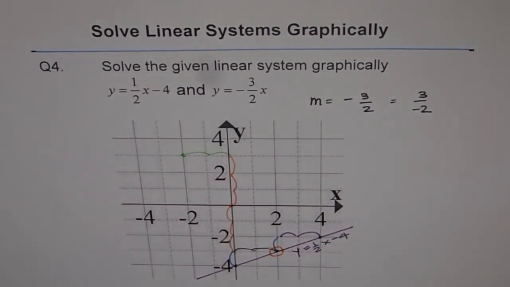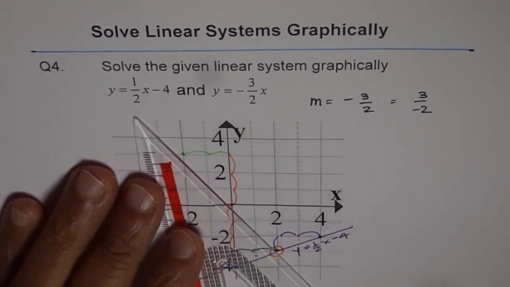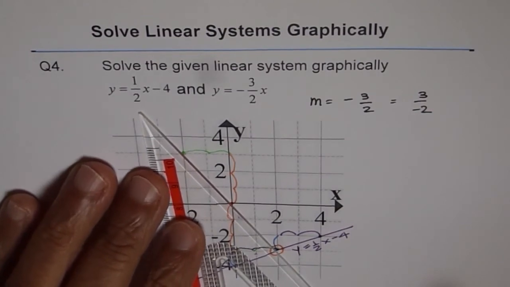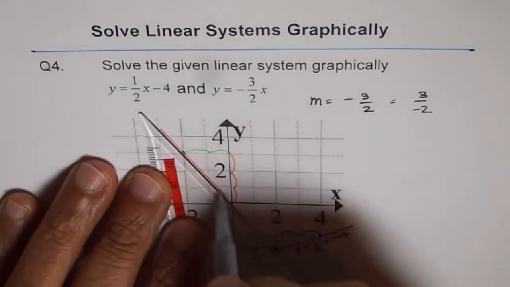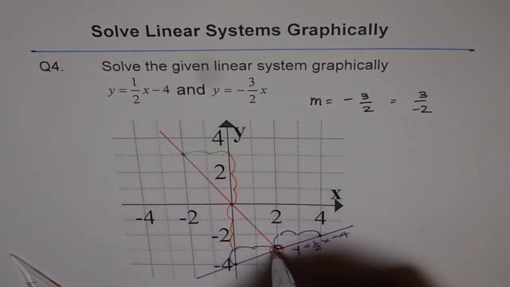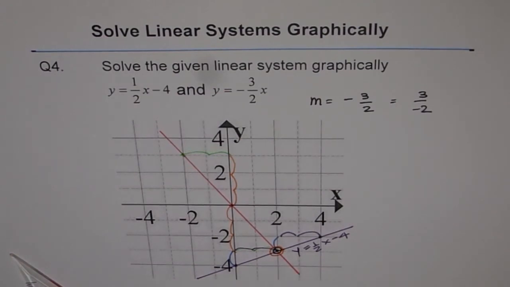Let's join them together and see how this line looks. So this is a straight line cutting across, going through the origin. And when we join it, we get this line. Perfect. And the point of intersection is right here. Right here. And this point is the solution of our linear system.